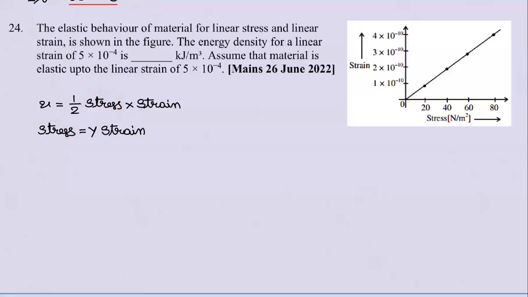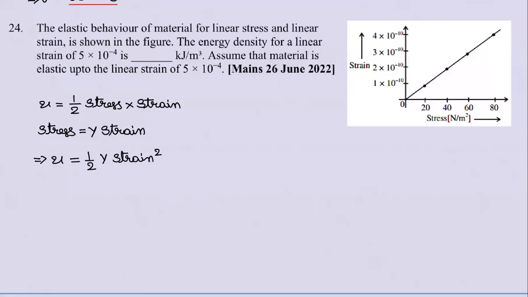So what we do, we take it like this. The above two equations will lead to energy density U equal to half into Y into strain square. Strain is already given, so you have to replace stress. But strain is not a problem. The problem is only Young's modulus. How do you get it?